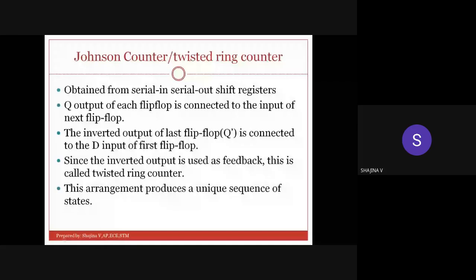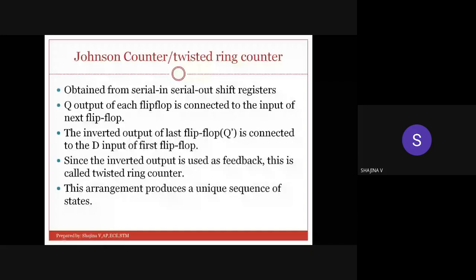In the ring counter, the Q output of the last flip-flop is connected to the input of the first flip-flop, but in the Johnson counter the Q bar output, that is the inverted output of the last flip-flop, is connected to the D input of the first flip-flop. Okay, so since we are connecting the inverted output as feedback, it is called a twisted ring counter.